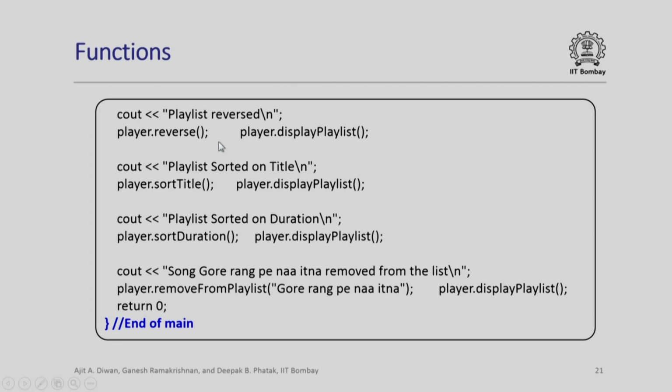Here is some additional functionality that is implemented. Reverse. So, player.reverse, sort on title, sort on duration, specific song to be removed from the list. So, player.remove from playlist this particular string that we give. You will thus see that the standard template library permits a variety of operations on the list, all of which have been illustrated in this simple example of the playlist functional implementation.